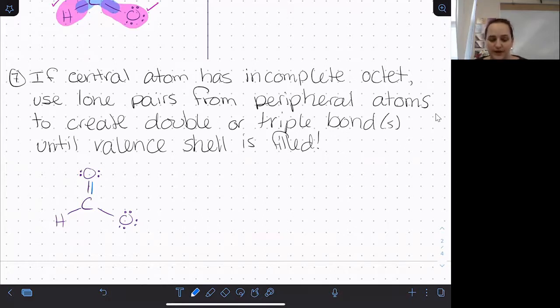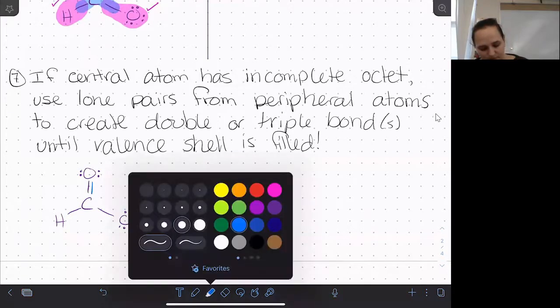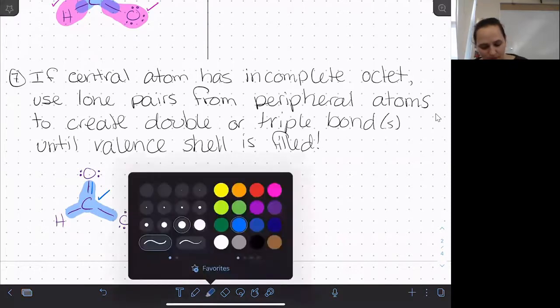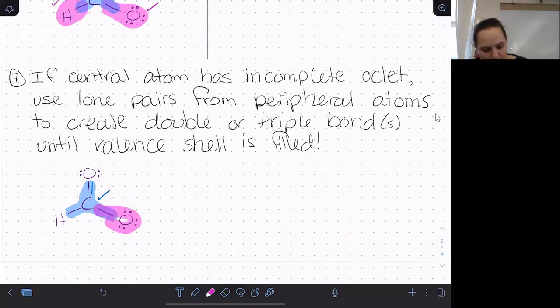And now if we check again, we find that this carbon now has a total of 8 valence electrons accessible to it. It's involved in 4 bonds, 2 singles and a double, for a total of 8 electrons. So we've fixed that problem. We didn't change anything about this oxygen at all, so it's still happy. We didn't change anything about this hydrogen, so it's still happy.